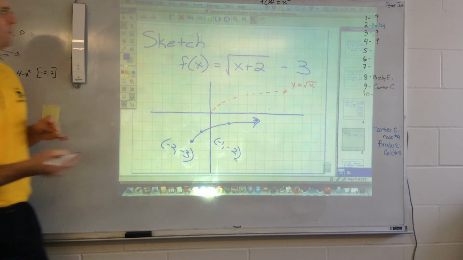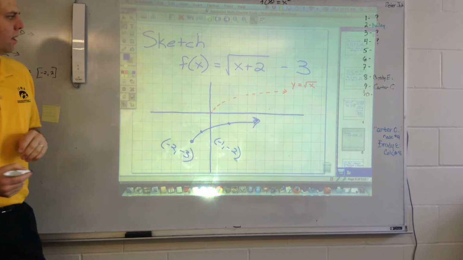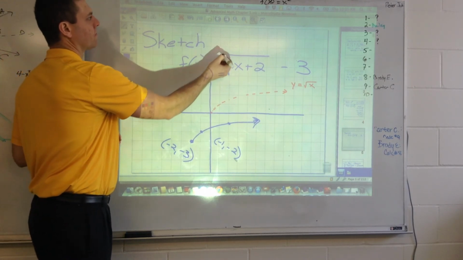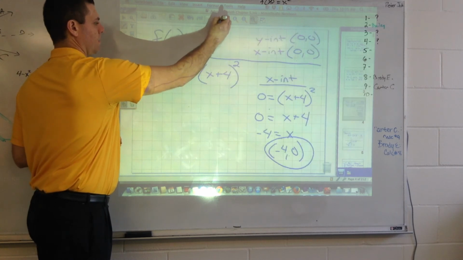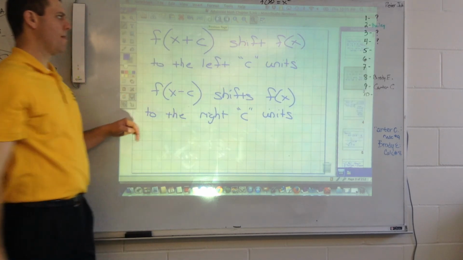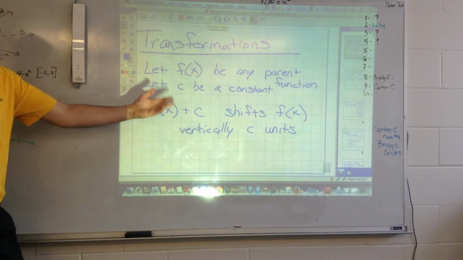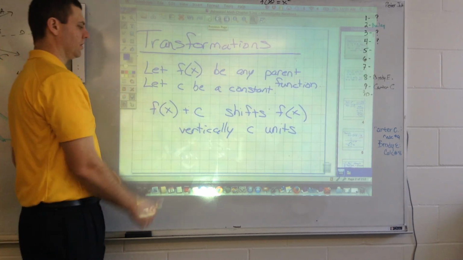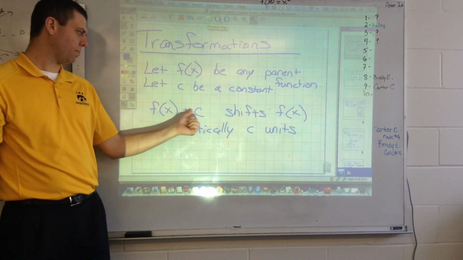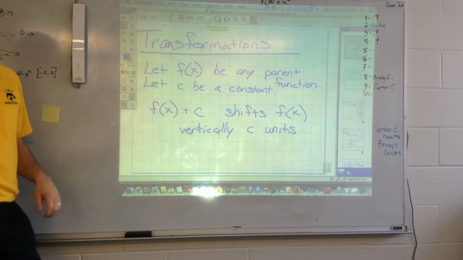So, talked about shifting left, right, up and down so far. It's our left and right, opposite what you would think. This is vertically exactly whatever C is. Okay, yeah. If C was positive, you'll move it up. If C is negative, you'll move it down.